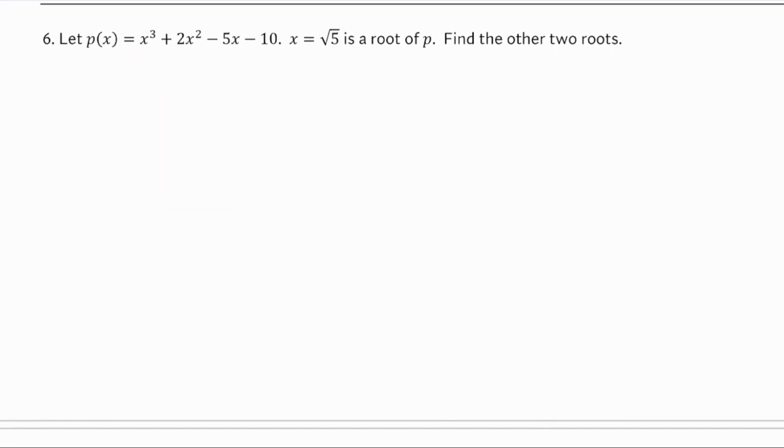All right. Now we're going to let p be the polynomial x to the 3 plus 2x to the 2 minus 5x minus 10. x equals root 5 is a root of p. Find the other two roots. Okay, that means x equals negative root 5 is also a root of p. I'm also realizing that this polynomial is factorable. So that's also a way you could have gone.